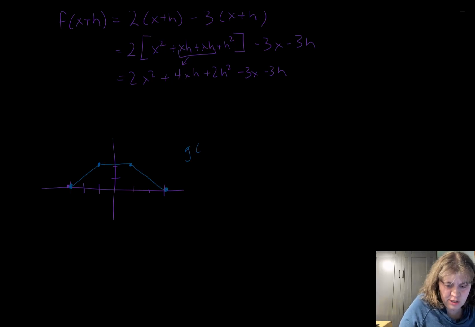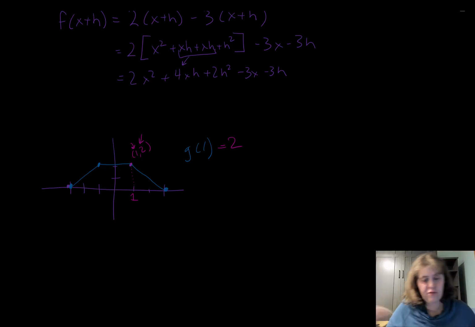I'm looking for g of 1, so I'm going to go find 1 on the x-axis. It should get mapped to only 1 point, and it does. The y value for that point is 2, because remember, this is an ordered pair, 1, 2. This is the input from the domain. This is the output from the range. So my answer for g of 1 is equal to 2.